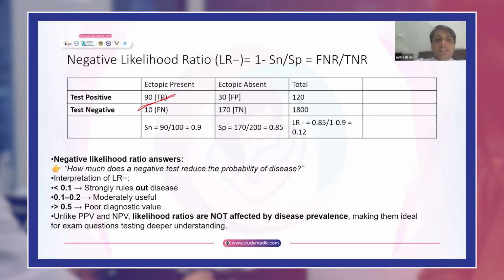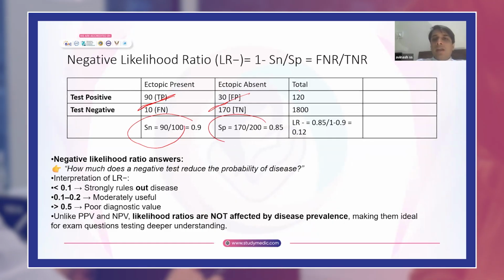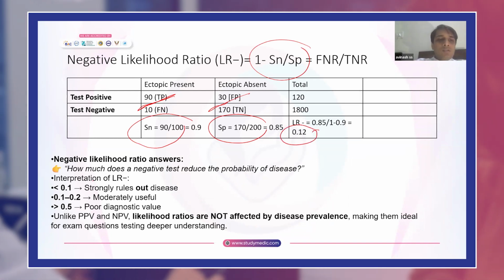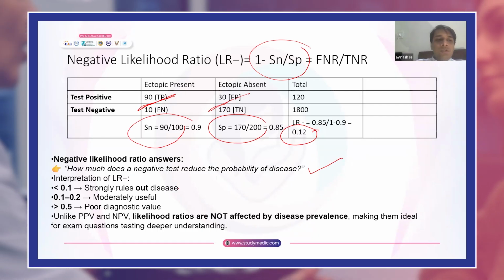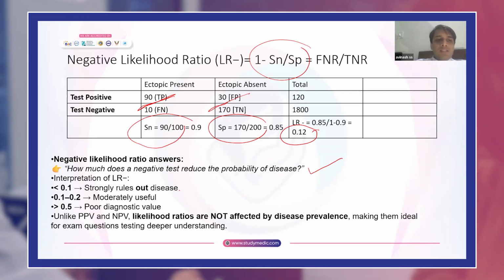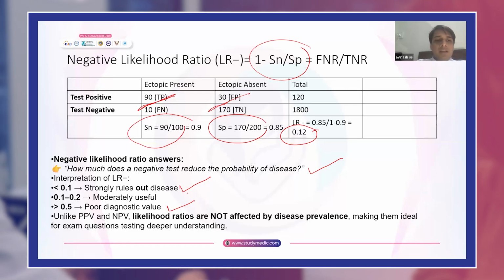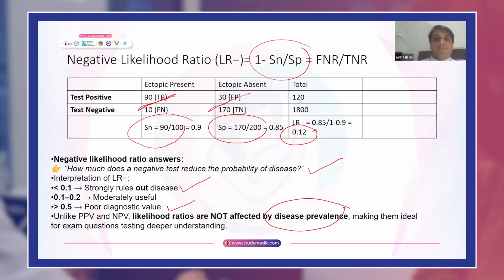Sensitivity is 90 by 100. Specificity is 170 by 200. And when you apply the formula 1 minus sensitivity by specificity, you get the answer 0.12. Okay. So how much does a negative test reduce the probability of the disease is the negative likelihood ratio. It is usually less than 1. Less than 0.1 strongly rules out, good diagnostic accuracy. More than 0.5 is a poor diagnostic value. Okay. Unlike positive predictive value and negative predictive value, likelihood ratios are not affected by disease prevalence. This you have to understand.